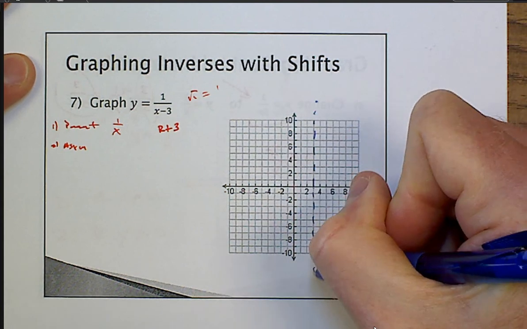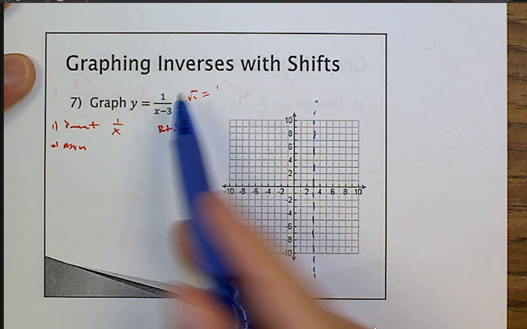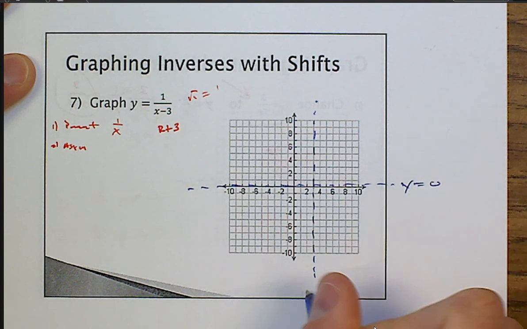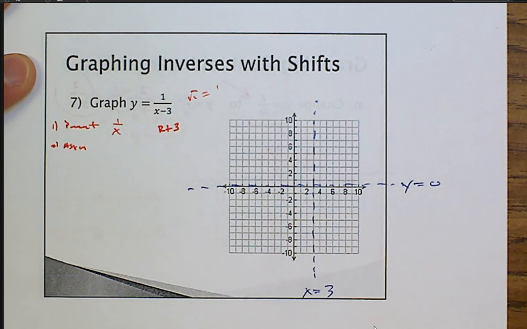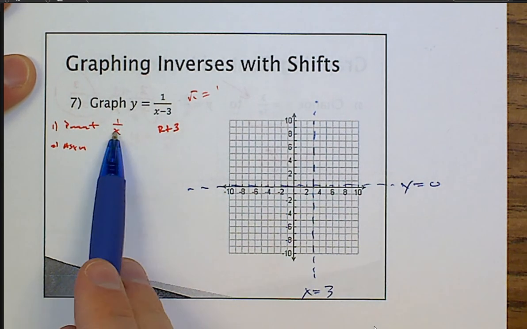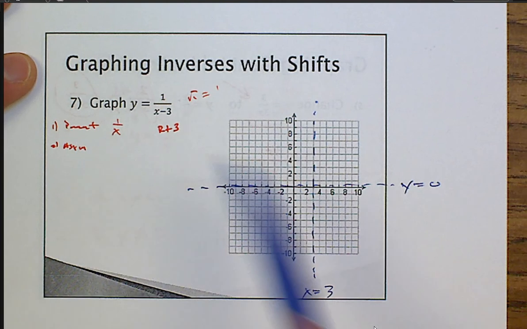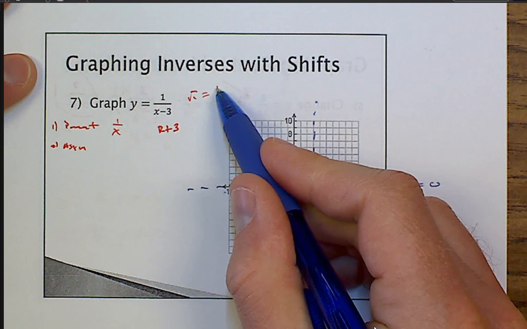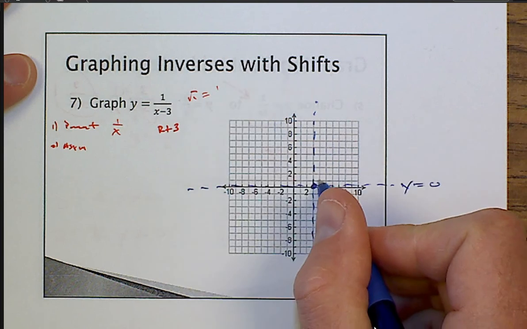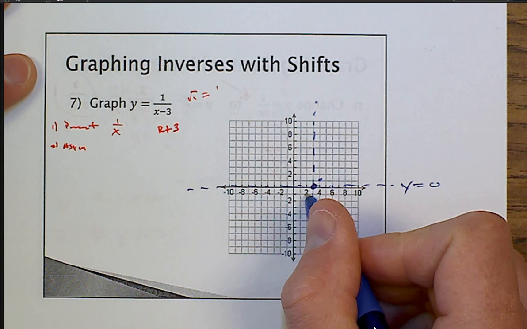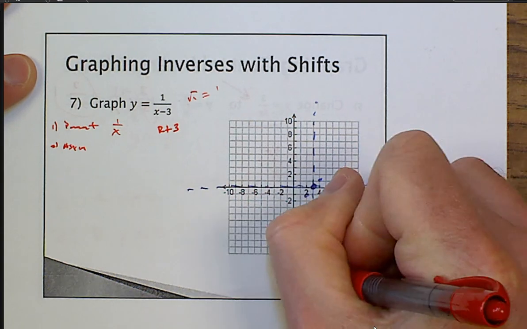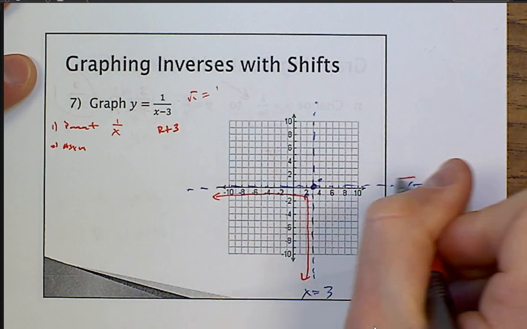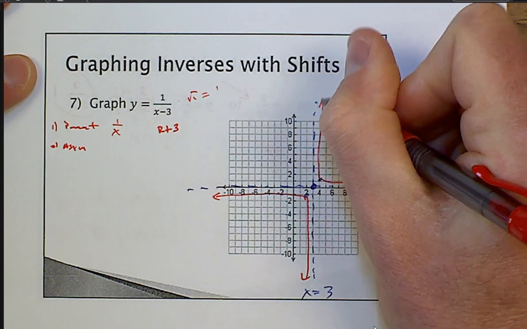Do I have any movements up or down? No, I don't. So my horizontal asymptote stays as y equals 0. This becomes x equals 3. I like to write those out; you don't have to. And then if you go back to your parent function, this is my new origin, right? So I'm going up 1 and over 1 from that. To the right 1 and up 1 here, to the left 1 and down 1 here, and there are my points, and here's my graph. Okay, arrows on the end.